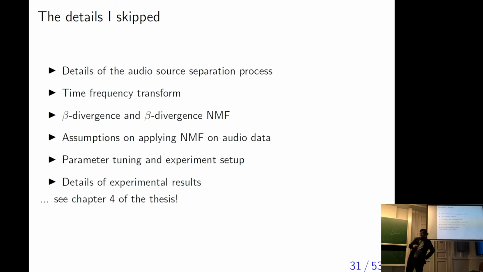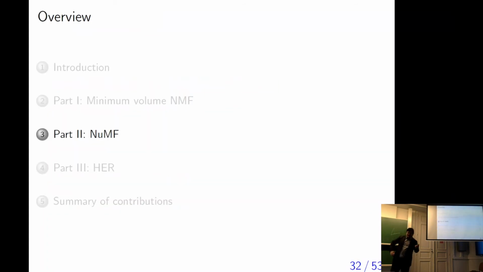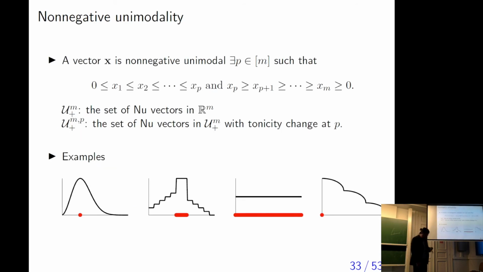So this is a summary. I just talked about the audio data and the hyperspectral data on NMF. I didn't talk about, for example, the audio processing itself in detail, what the beta divergence is, how you solve it, and how to do this experiment. These are just some minor details. So then I finished part 1. Now I'm going to do part 2, which is called unimodal NMF.